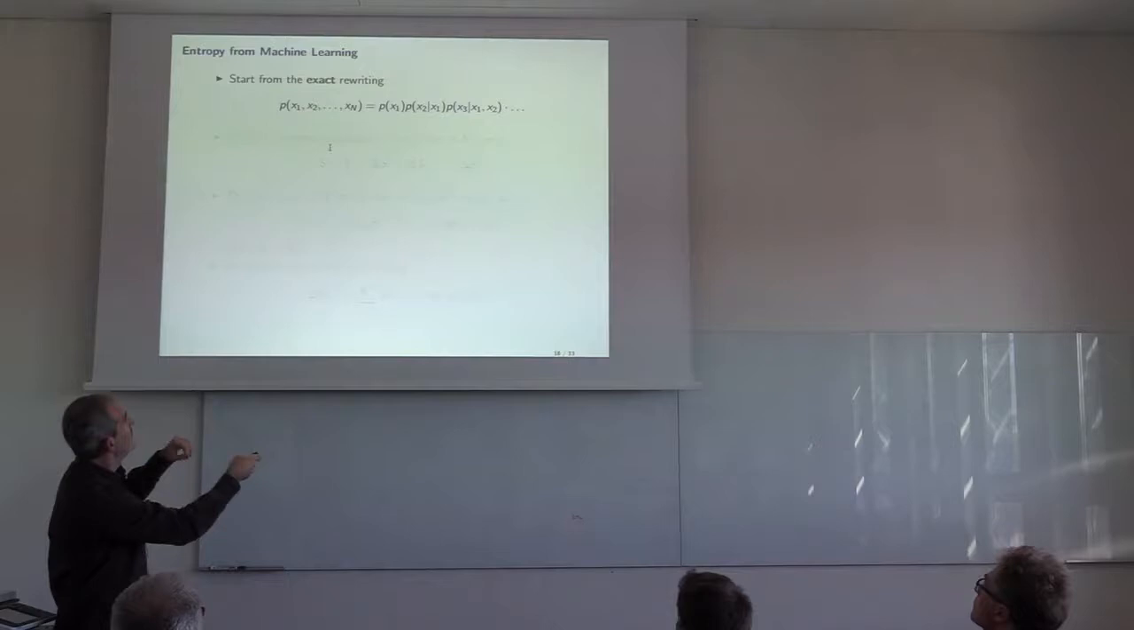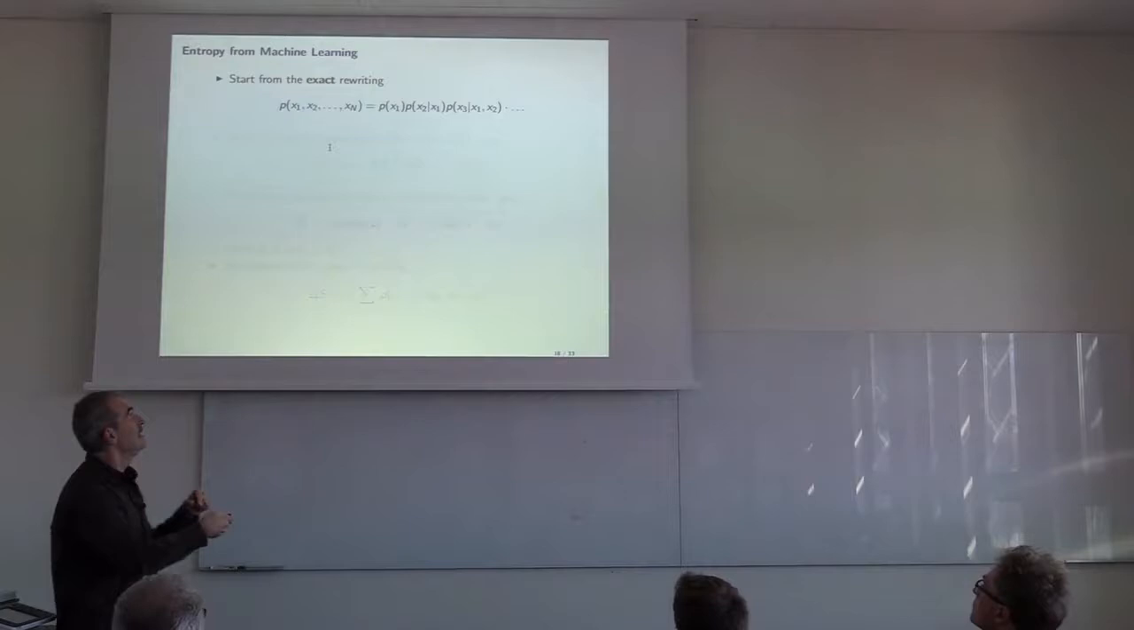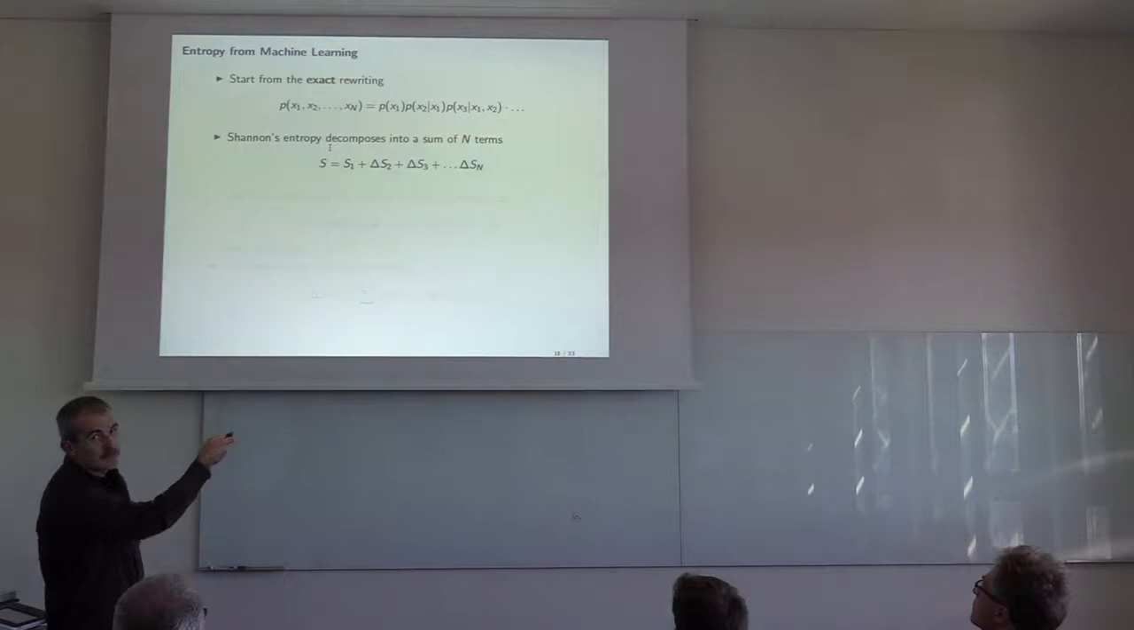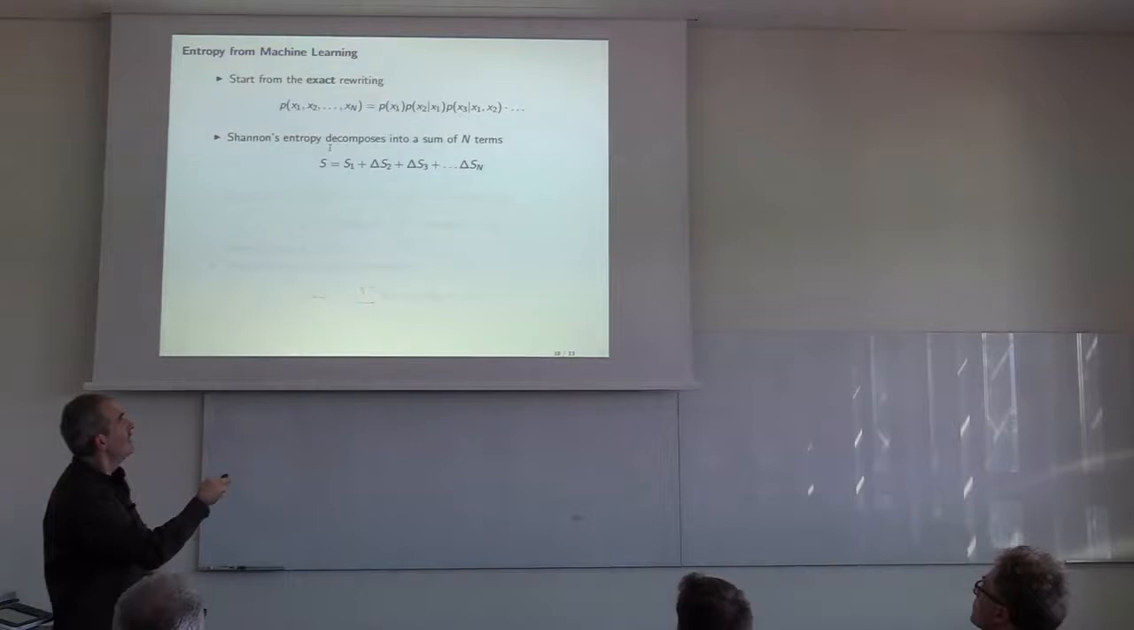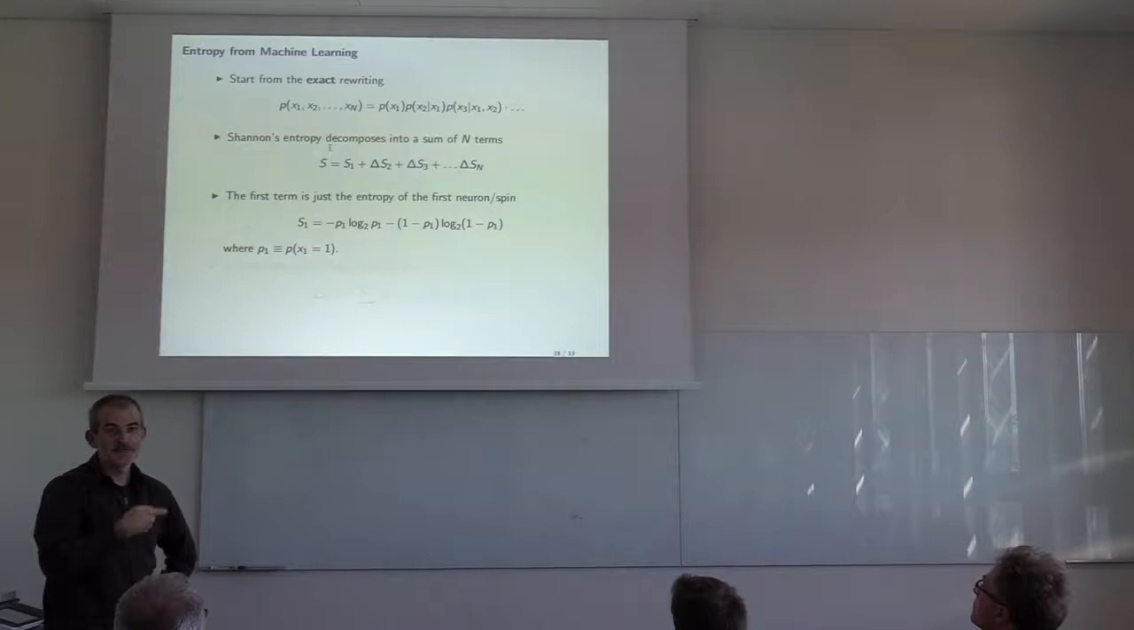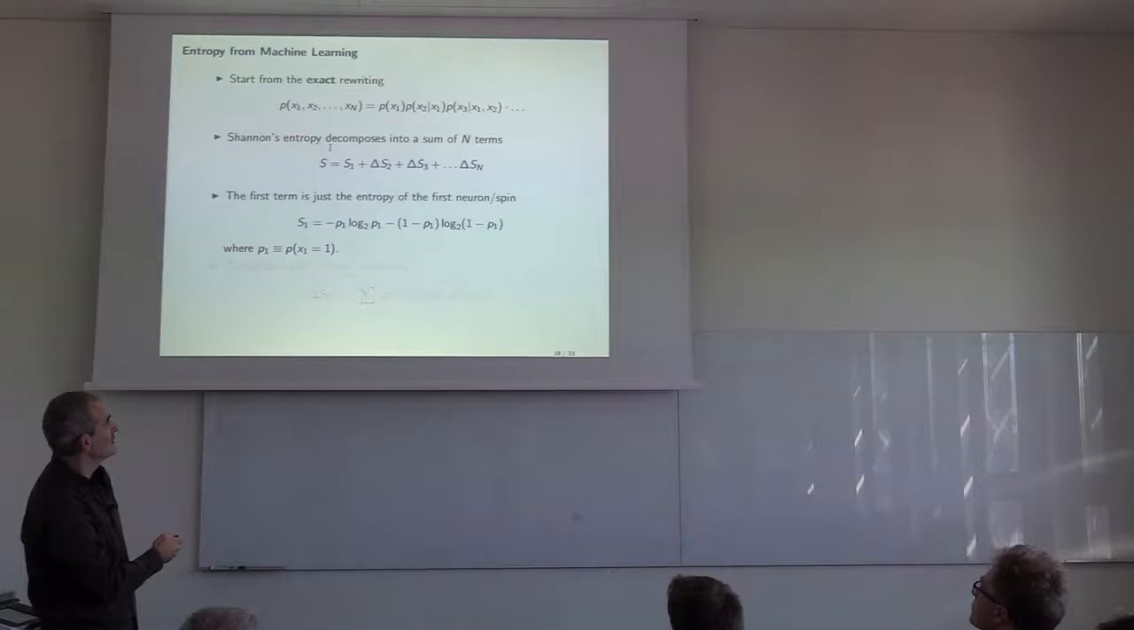In Shannon's entropy we have log p, so just plug it into log p, and then clearly the entropy will decompose into a sum of n terms. So we can now look at how those terms will look. The first term is very simple. This is just the entropy of the first neuron, first spin. This is basically what comes out.